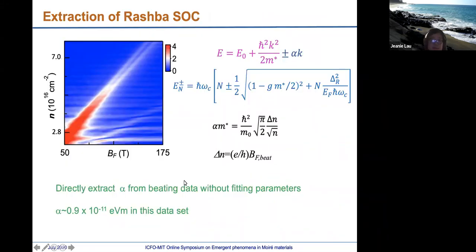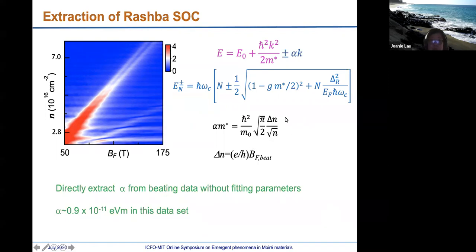Okay, so another nice thing about being able to observe a beating in the quantum oscillations is that we can directly extract the Rashba parameter alpha from the data without any fitting parameter. A little bit more detail: the product of the effective mass and alpha is given by this equation here. Apart from the constants, all you really need is this delta n, which is the difference in density of the spin up and spin down populations, and that can be directly extracted from the beating frequency. And this n is the average density of the spin up and spin down. So delta n is n up minus n down, and n is just the average of the two spin species.